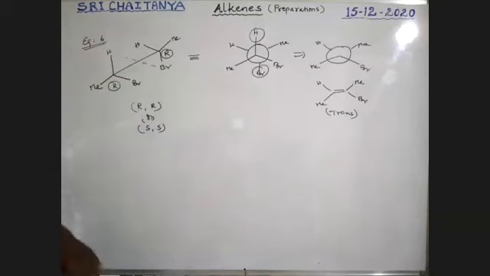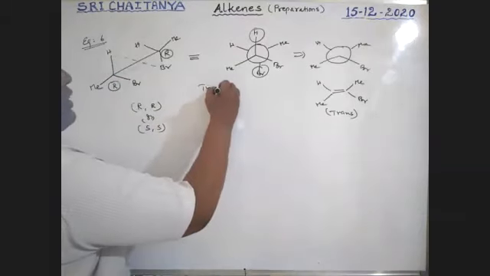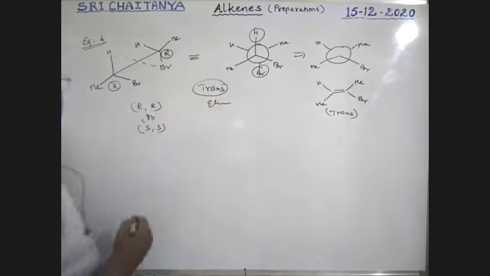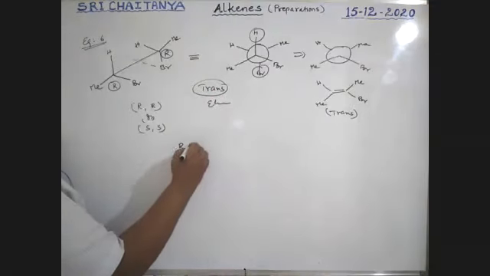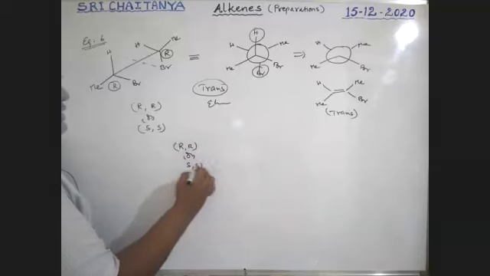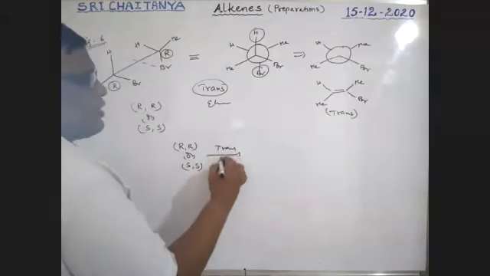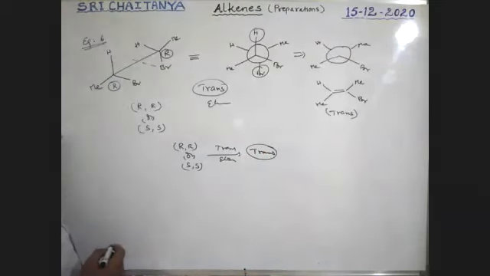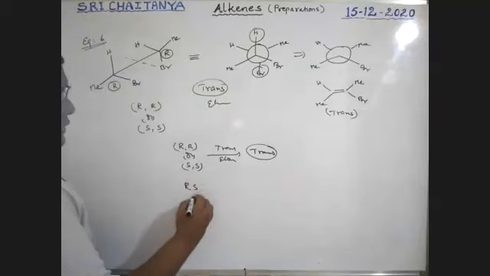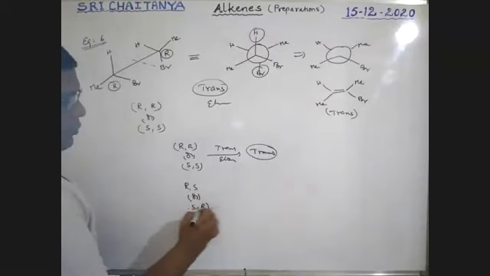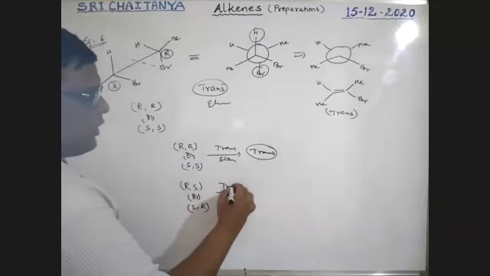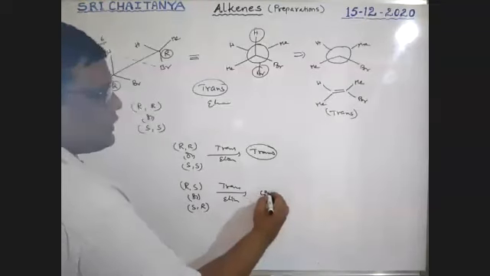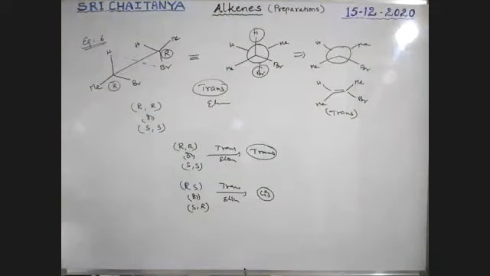What does this mean? Here, trans elimination or syn elimination? Here trans elimination takes place, boys. That means RR or SS, trans elimination, trans is the product. Next, RS or SR, trans elimination, cis is the product, boys.